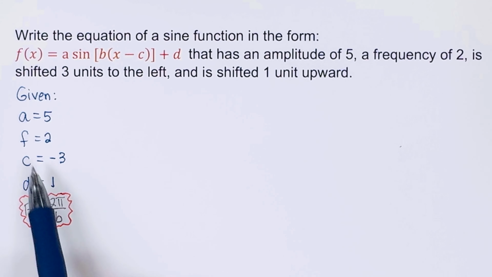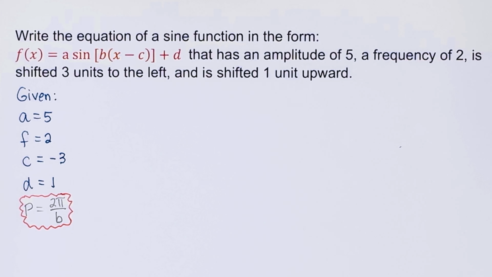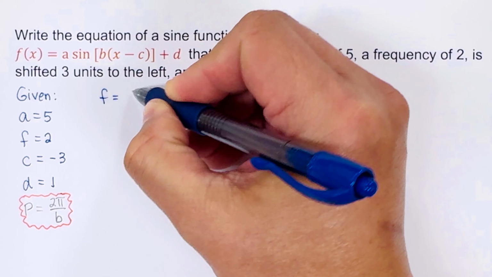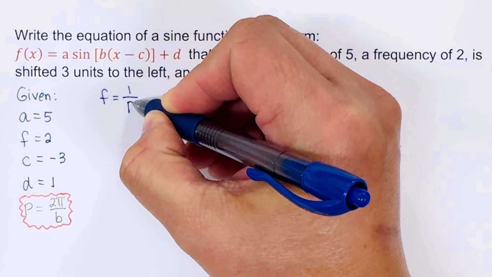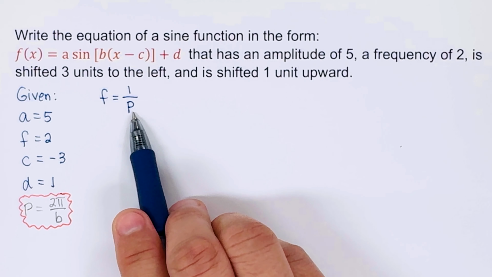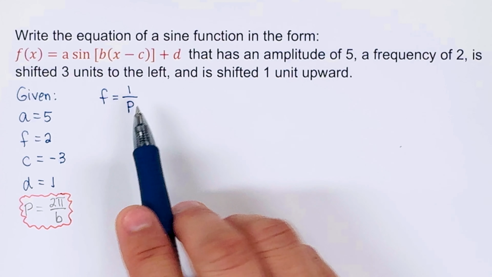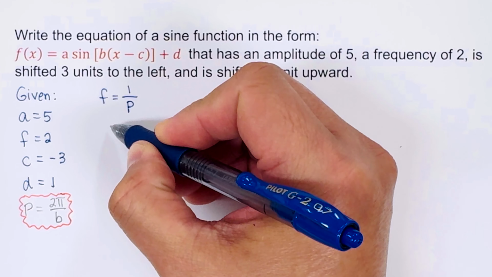However, in this problem, we are given frequency. Now, please remember that frequency and period are inversely proportional to each other, so we can write the formula for frequency to be 1 over period. So what we do right now is plug in the value for period, which is 2 pi over b. So our equation would come out.